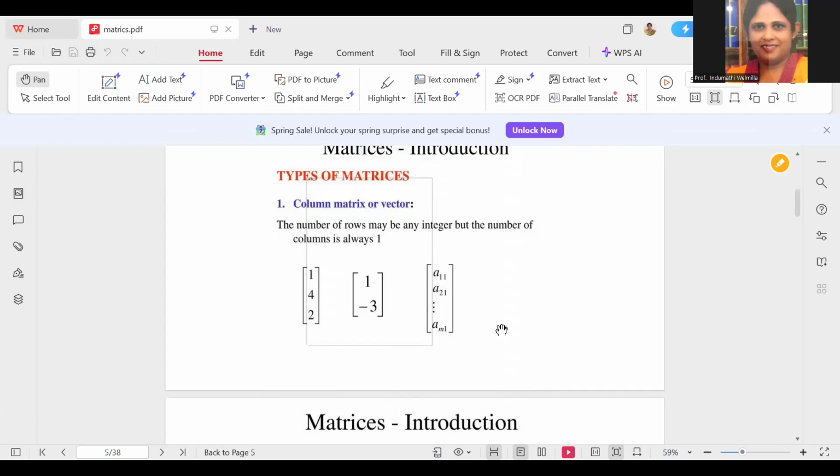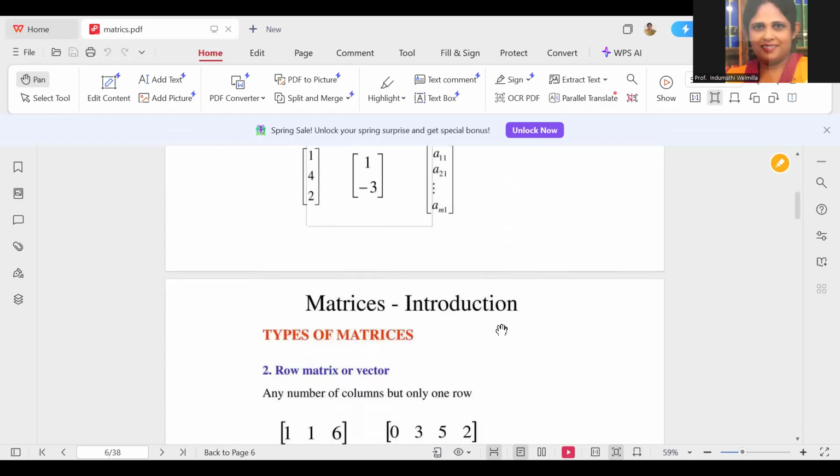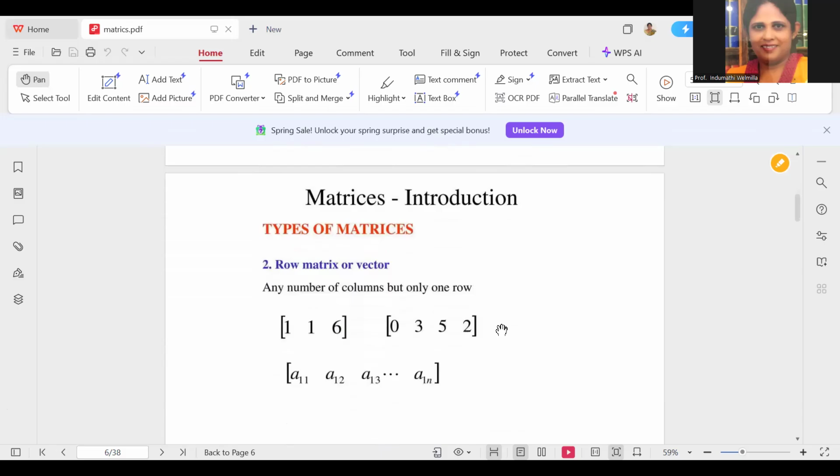And next is the row matrix. A row matrix has any number of columns, but only one row. The matrix has only one row. These are the examples. The columns can be a different number.